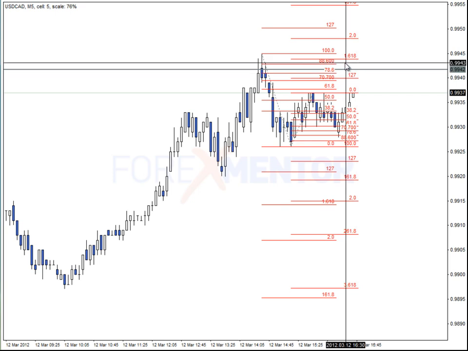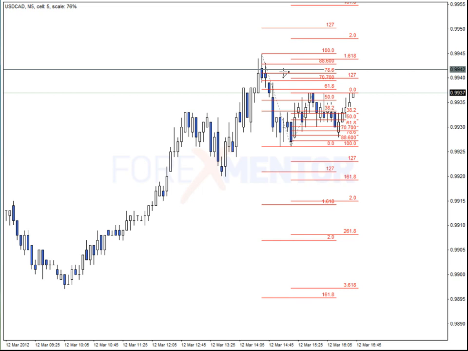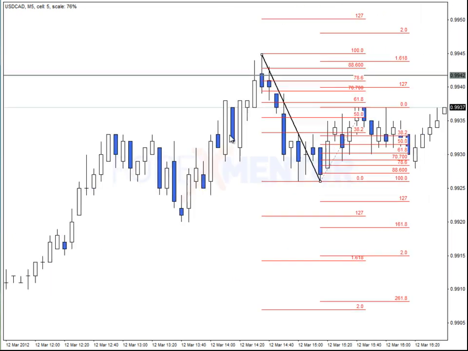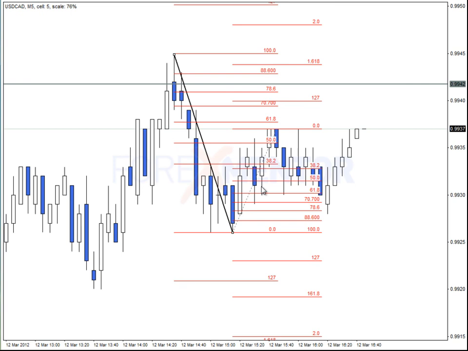If I take the bat pattern, let's just trace this out for you guys. So we have a drop. Let's just zoom this up for you guys so you can see what's going on here a bit better.